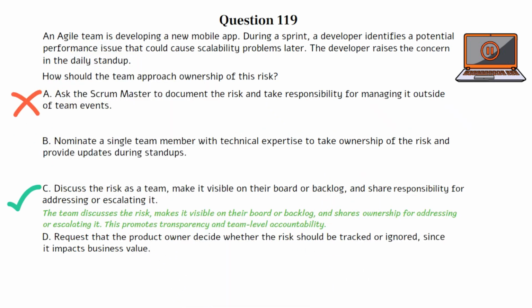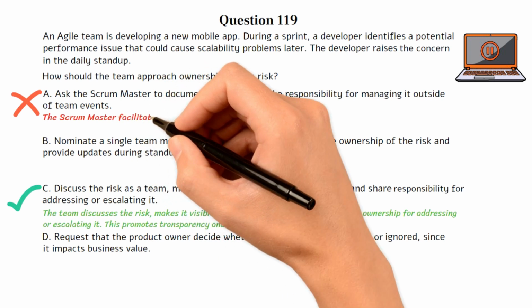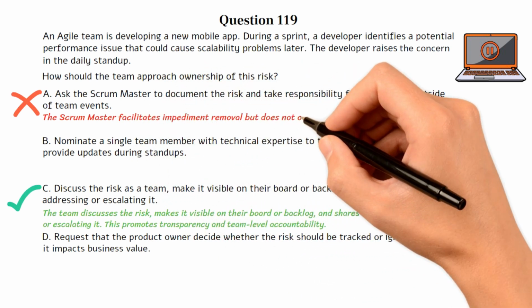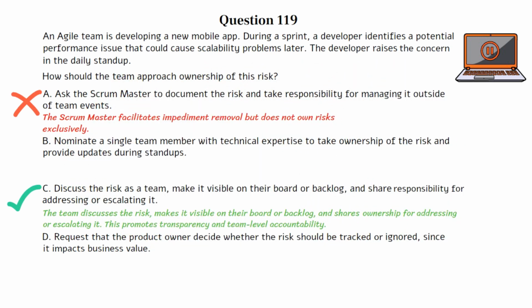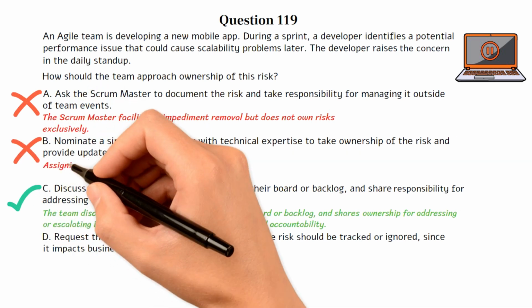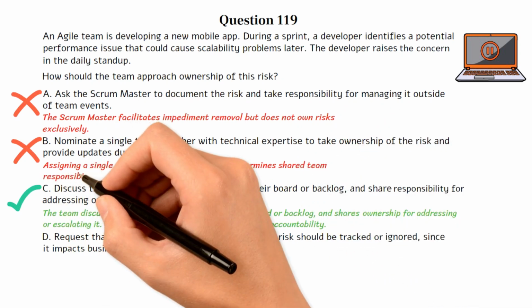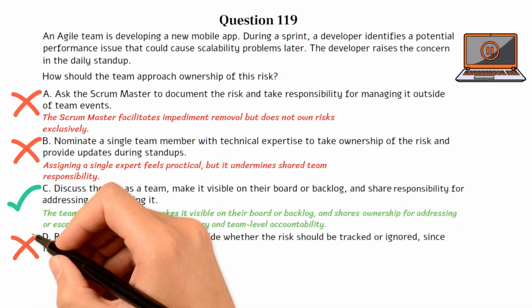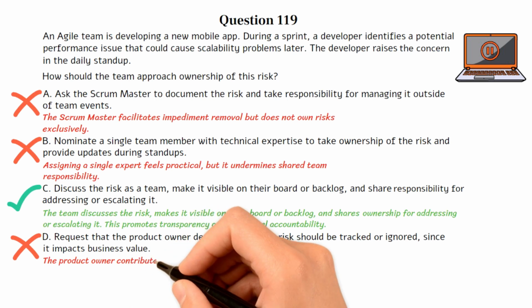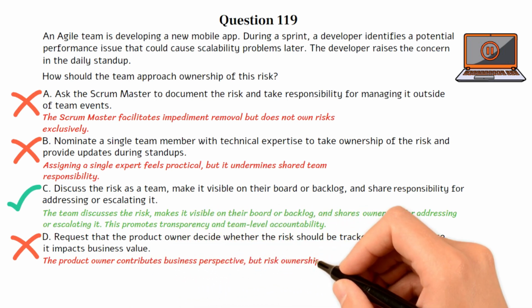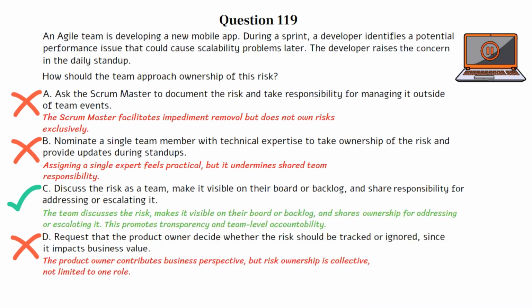Choice A is incorrect. The Scrum Master facilitates impediment removal, but does not own risks exclusively. Choice B is incorrect. Assigning a single expert feels practical, but it undermines shared team responsibility. Choice D is incorrect. The product owner contributes business perspective, but risk ownership is collective, not limited to one role. Let's move on to the next question, if you're ready.